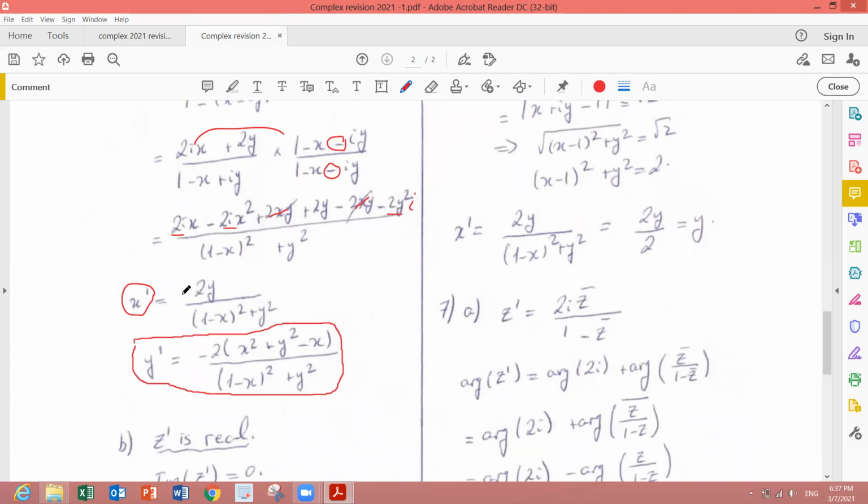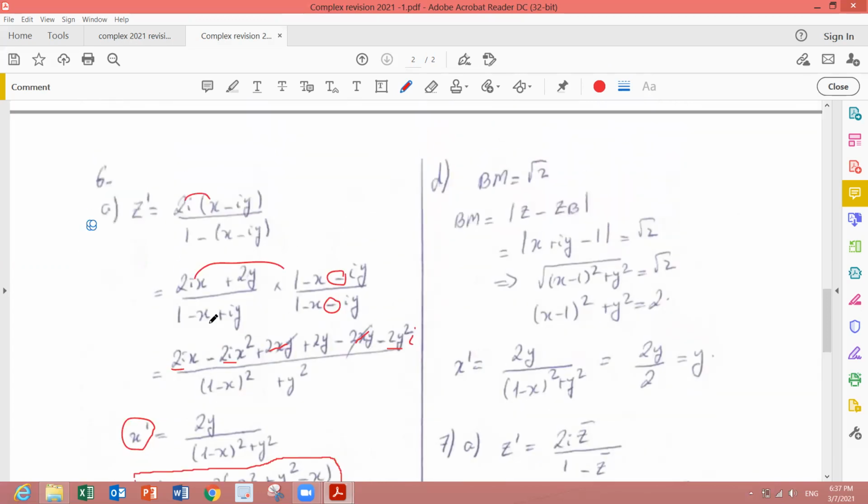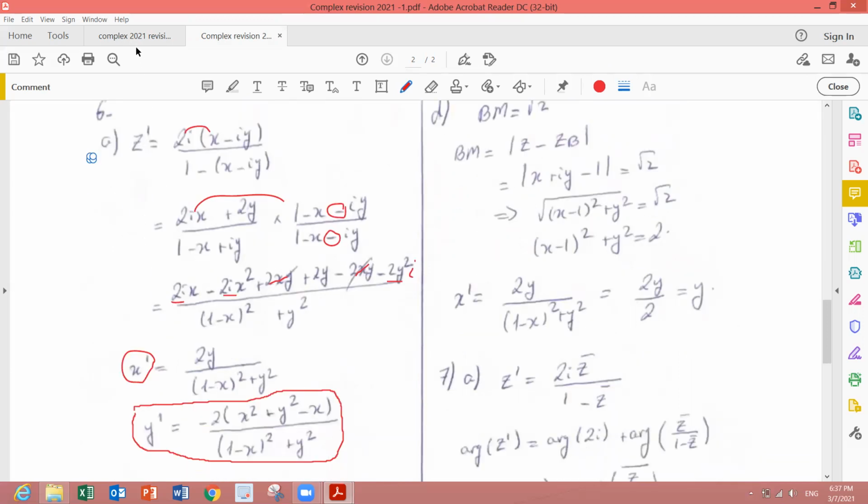So we get x prime and y prime. Here, don't expand, don't cross multiply. Only replace that by its value, multiply by the conjugate, then you will get x prime and y prime.